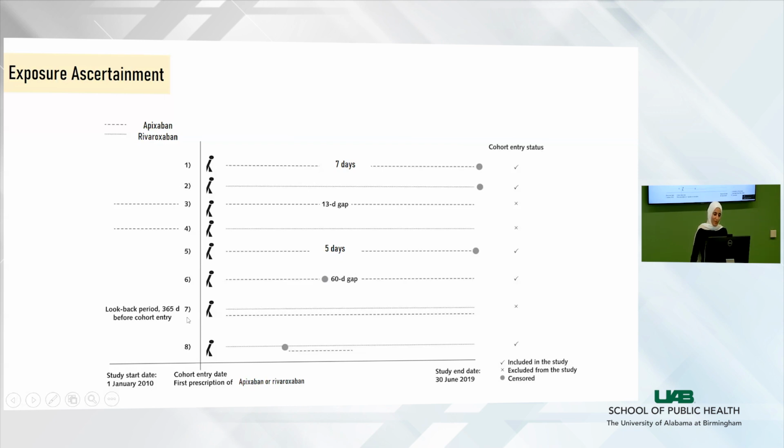Now, patient number 7 is a rare case. So this patient initiated treatment with apixaban and rivaroxaban on the same date. So this patient was excluded. And lastly, we have patient number 8, who initiated treatment with rivaroxaban. However, during the study period, they also added apixaban. So at this point, this patient no longer contributed person time in the study.